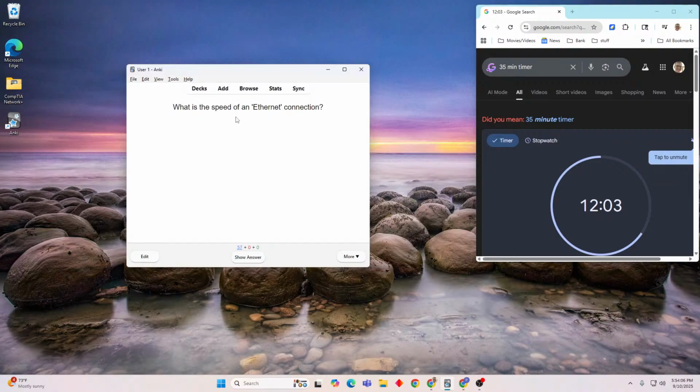What is the speed of an Ethernet connection? An Ethernet connection? 10.02b? Wait, what was it? What is the speed? 1 gigabyte, 1 megabyte, 100 megabytes per second is mine.